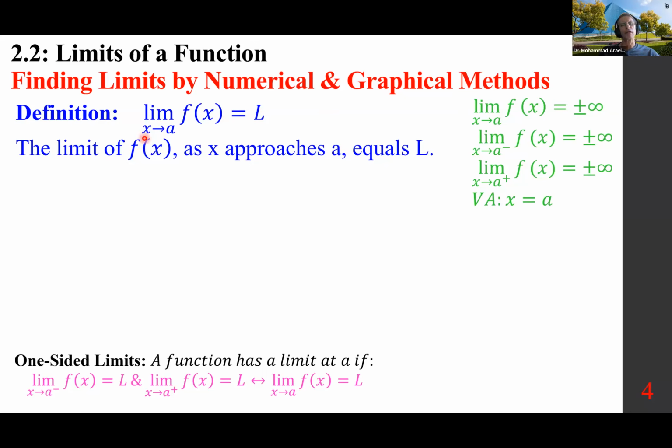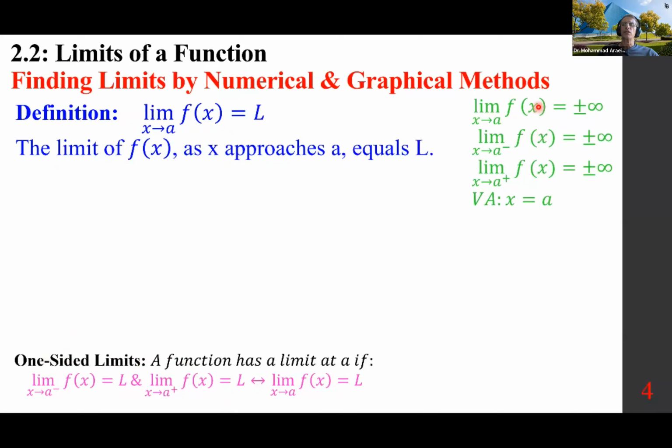definition: the limit of f of x as x approaches a is L. Lim stands for the limit. The limit of f of x as x approaches a equals L. That's what we read. At the bottom, we have what's called a one-sided limit: the limit of f of x as x approaches a from the left, and the limit of f of x as x approaches a from the right. If the two are identical, then we say the limit of f of x as x approaches a equals L.